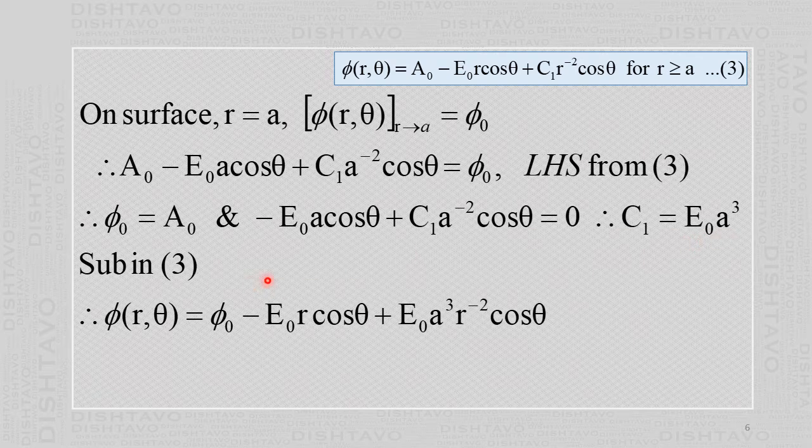Substitute this in equation 3 which we have derived. We will substitute the value of A naught and the value of C1, and what you get here is phi of r, theta equals phi naught minus E naught r cos theta plus E naught A cube r raised to minus 2 cos theta. So this is what we will get.